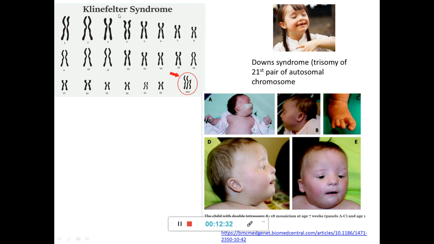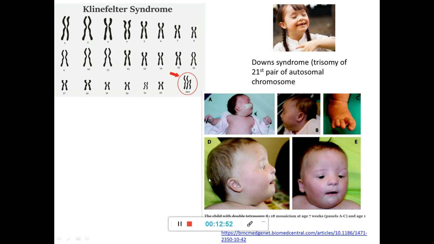And in the case of Klinefelter syndrome, it is not an autosomal chromosome that is being increased here. You have an increase in the X chromosome. Klinefelter syndrome is found mostly in males, who have an extra X chromosome. And that would result in infertility for them.